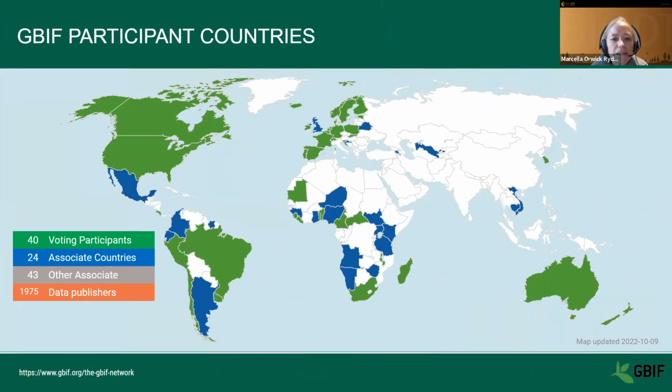So a bit about the participation. We have 40 voting participants in GBIF, 24 associate countries, 43 other associates, and nearly 2,000 data publishers worldwide. And right here is a map where in green we have the most participation, in blue is where we have moderate participation, and white is where we still need to be improving our presence, in terms of having a global biodiversity and showing all of this data here within GBIF.